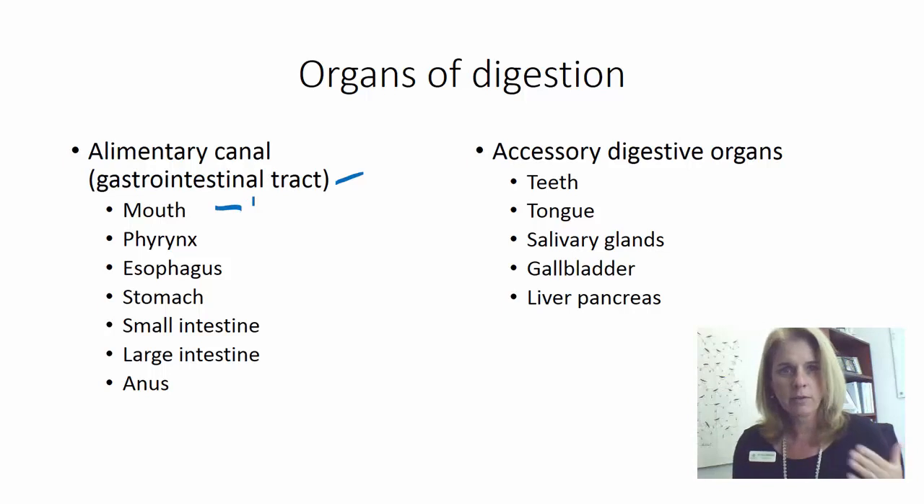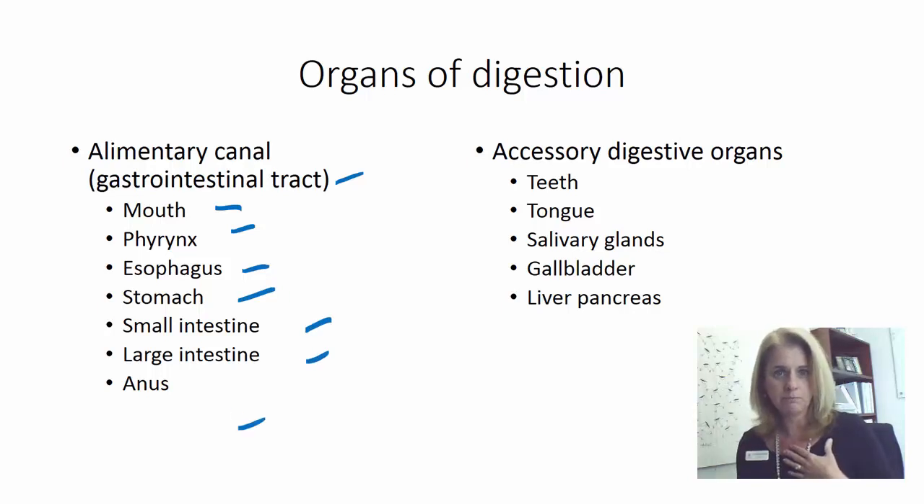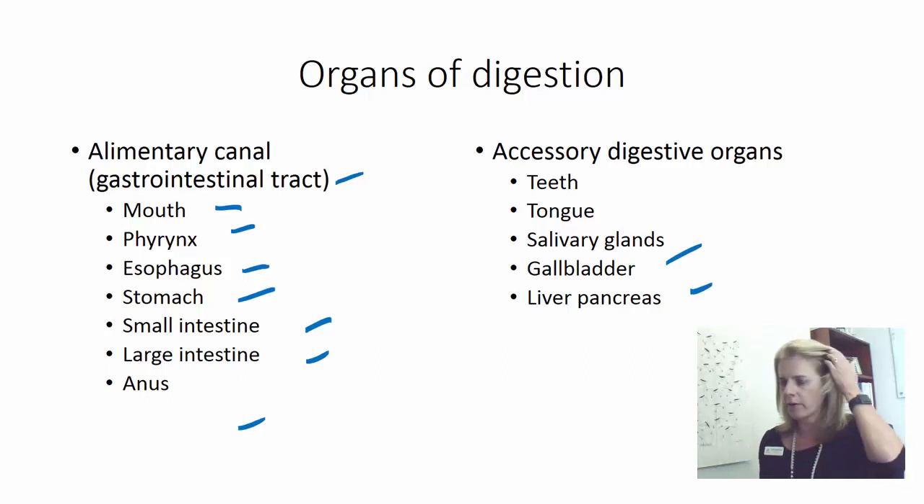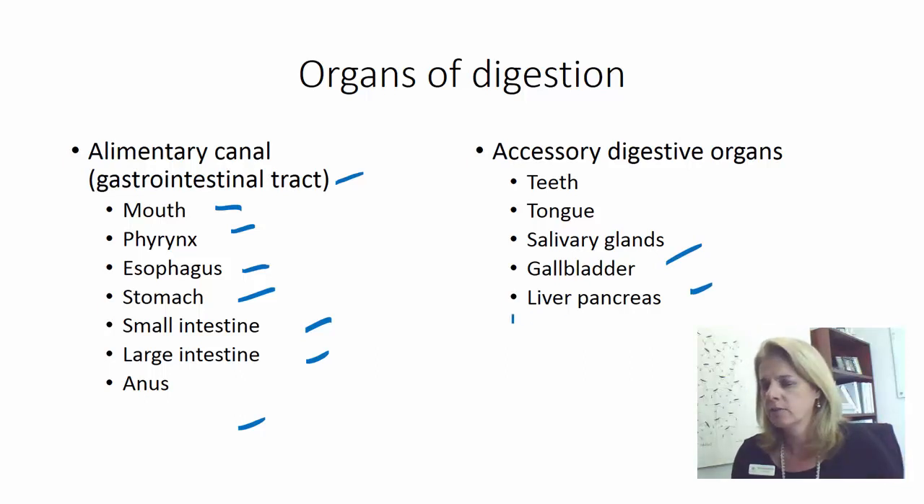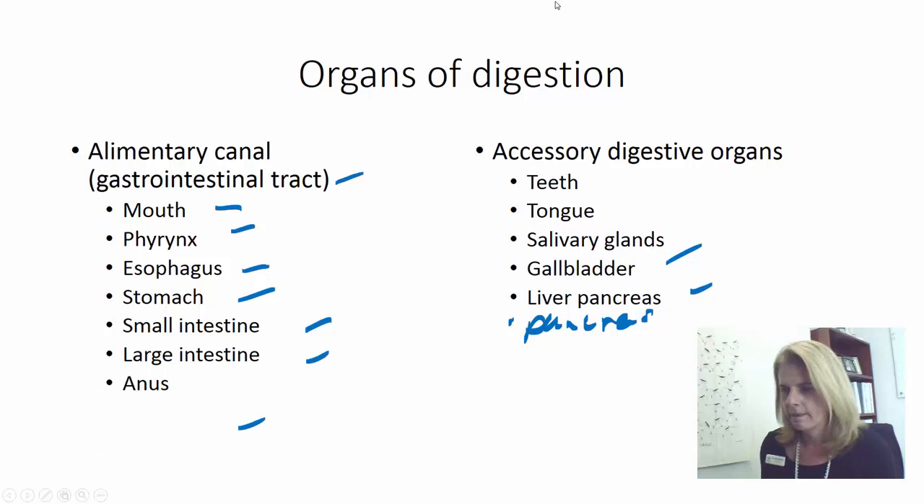So it goes from the mouth to the back of the throat, the pharynx, down the esophagus, into the stomach, through the small and large intestine, and out the anus. One long continuous tube. Other organs are going to help or accessorize or be an accessory to this tract, and that includes the salivary glands, the teeth, the tongue, the gallbladder, the liver, and the pancreas. I need to go back and change that. So it says pancreas here. All right, I'll do that when you get your copy of the PowerPoint.